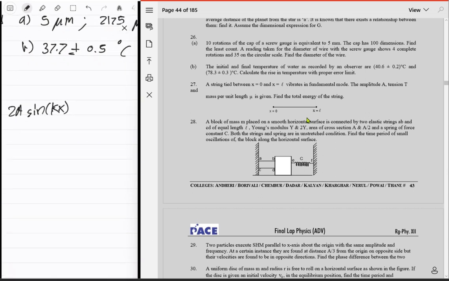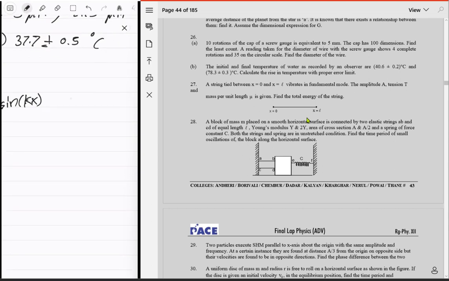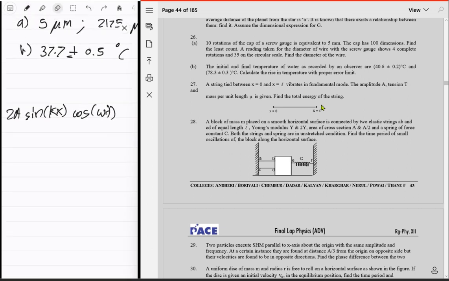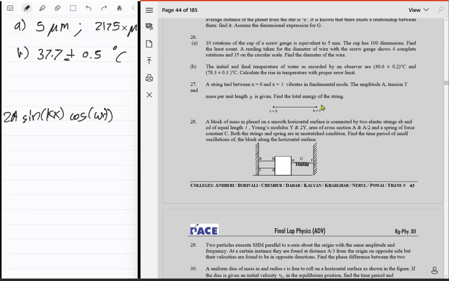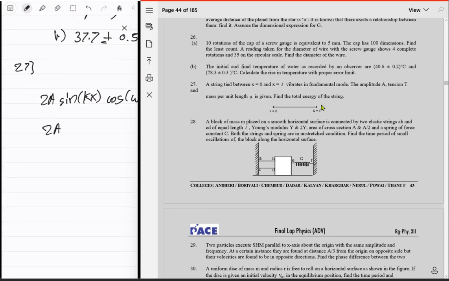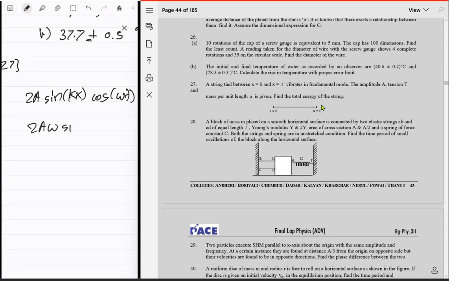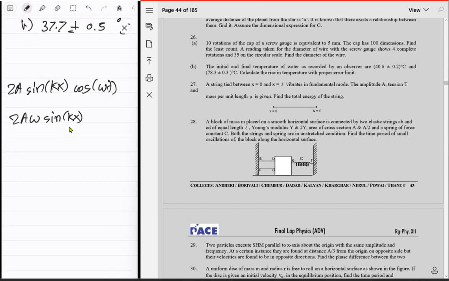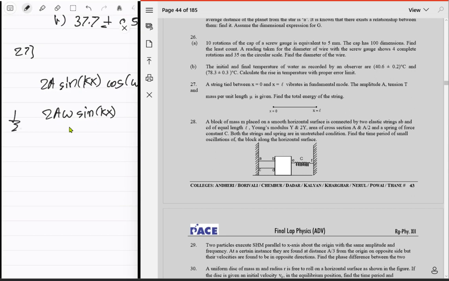What was given? Amplitude, tension, mass per unit length mu, whatever, like sin of omega t or something like that. That is our thing, right? So find the energy of the string. Maximum energy will be at that point. So 2a omega sin kx, as t changes, this is our maximum velocity. Got it? We need half mv squared, just half, for mass, mu dx.